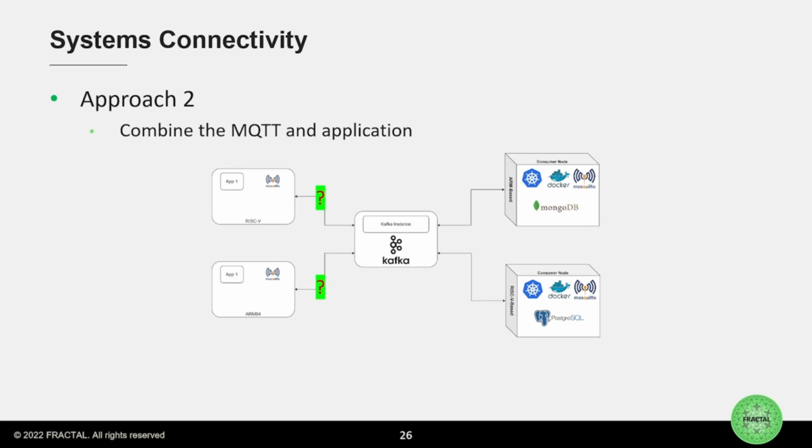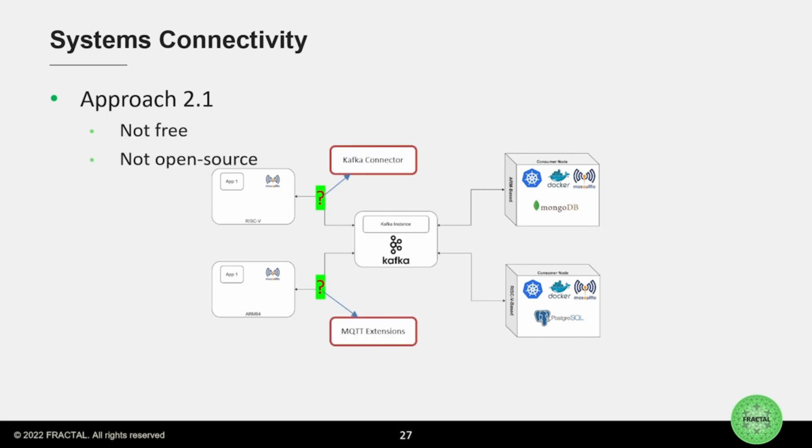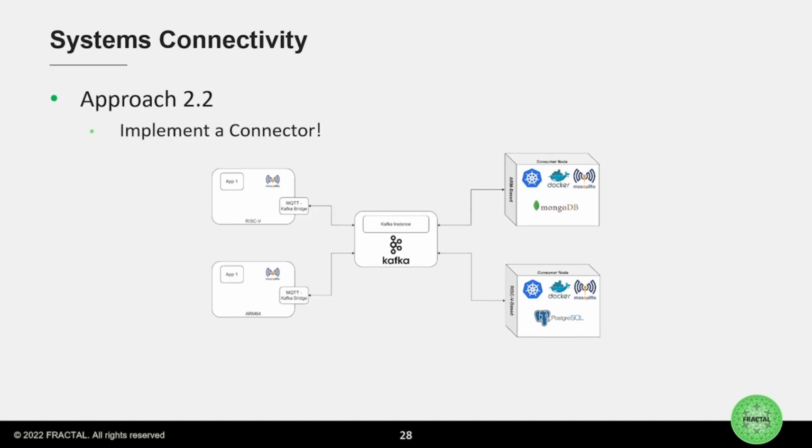Okay, but what tool can we use to build this connection between Mosquitto and Kafka? Well, there are tools for building such bridges between these two. For example, the Kafka Connector and MQTT extensions are one such, but they are not free and open source. So the methodology here is to implement a connector on our own. We call it the MQTT Kafka Bridge for now.